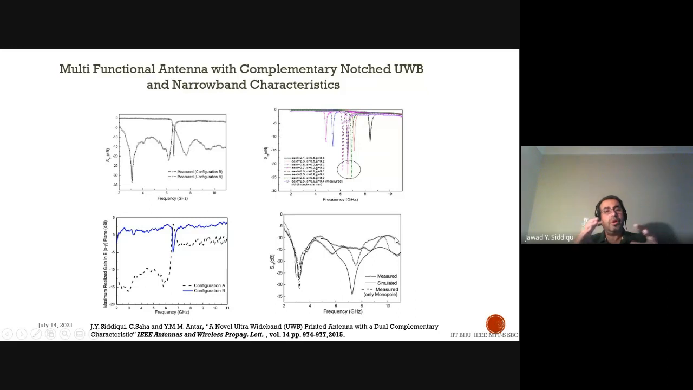So that's why we called this a multifunctional antenna, because with one very simple single antenna, you can basically work in 3 different modes. You can make it work as an ultra-wideband antenna, make it work as a frequency notch antenna, or make it radiate as a narrowband antenna. So you're basically yielding 3 distinct characteristics from one single simple antenna. And that was the beauty of this work.